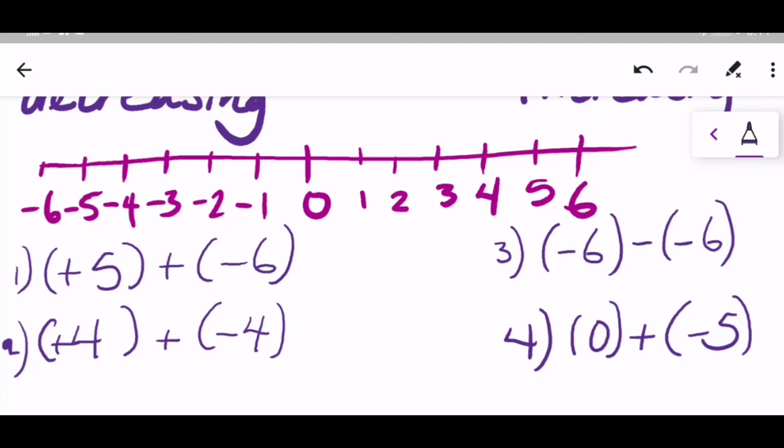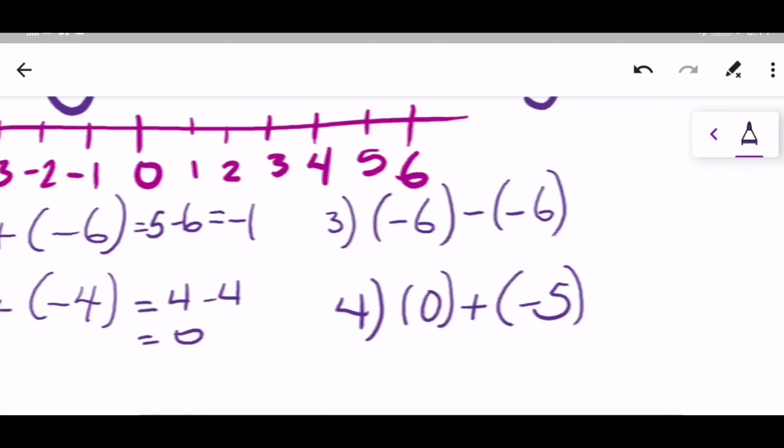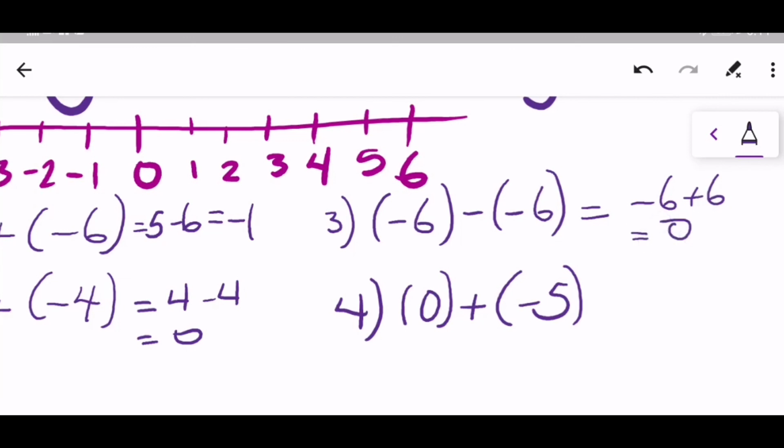With this one, you're going to get these two signs combined to give you a negative sign. So you're going to get 5 minus 6, which will give you negative 1. For this one, these two signs combine to give you a negative 4. So you're going to get 4 minus 4, which is 0. For this first one, the signs will combine to give you a positive 6. So negative 6 plus 6 is 0. And this last one, a positive and a negative will combine to give you a negative 5. So 0 minus 5 is negative 5. And that is how we do these.